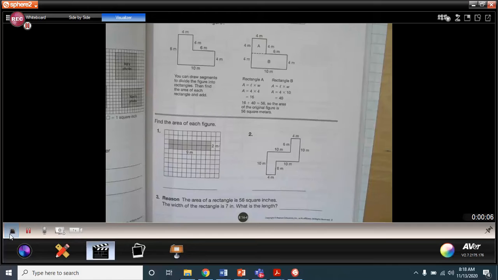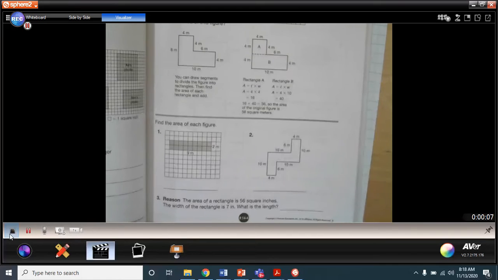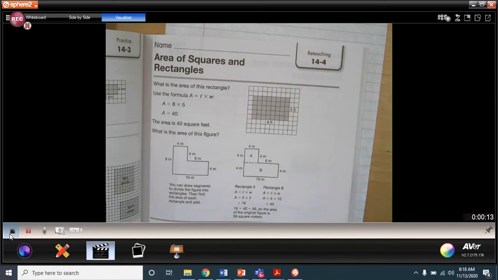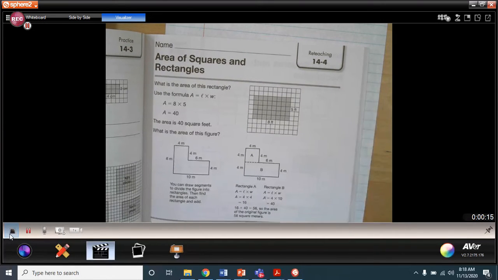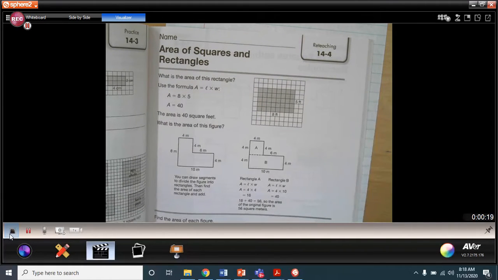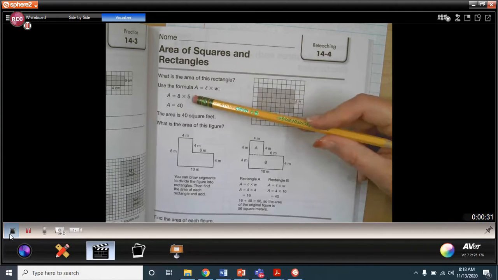Boys and girls, it's time to take a look at our assignment for today. You are going to be working with 14-4. I'm going to get you started on the reteach. There's a complicated question here, and so I want to talk to you about it. But for today, remember we are looking at how to solve for the area using multiplication.